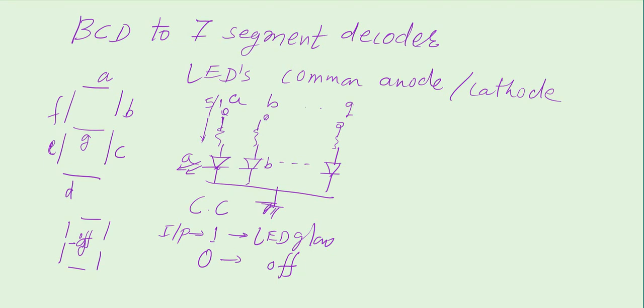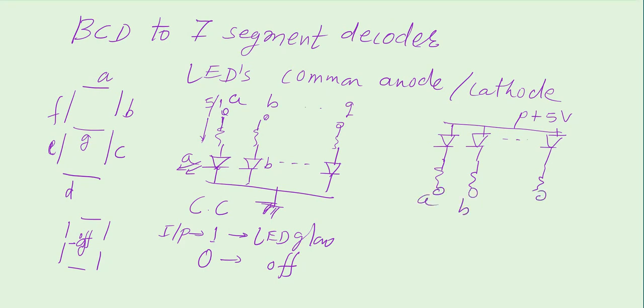If you consider common anode connection, then all the anodes of all LEDs are connected together. For example, these are A, B, C, D, E, F, G. All anodes are connected together to plus 5 volts. And then through resistors, they are connected to the input terminals, maybe A, B, C, D, E, F, G.